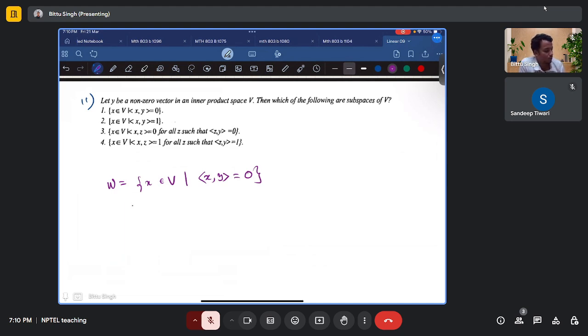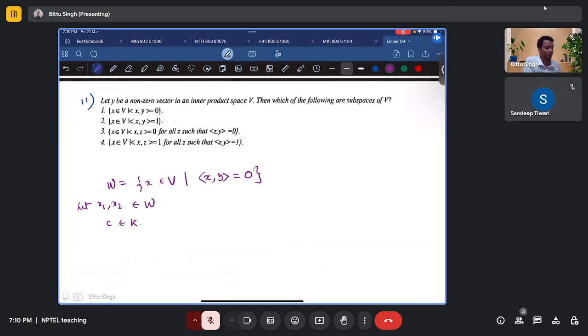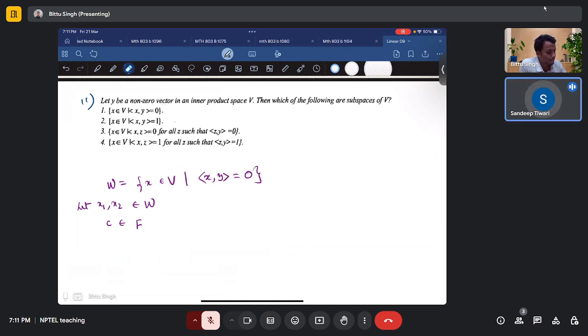So suppose x1, x2 belong to W. Yes, this is the orthogonal complement of y, you are right, but let us check. And c belongs to the field F. We need to check that the linear combination alpha x1 plus x2 belongs to W or not.